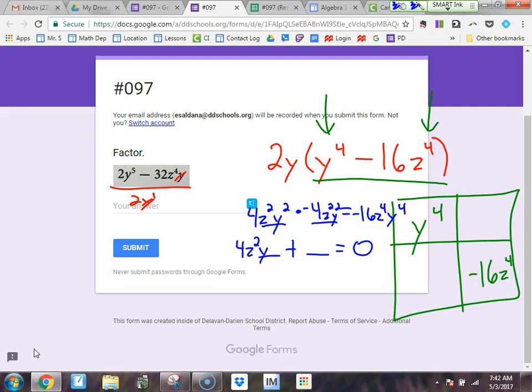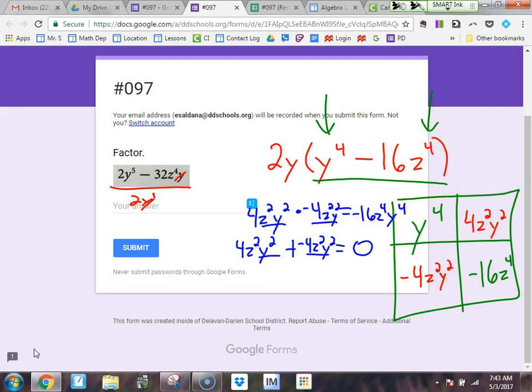4z squared, y squared. This one's negative 4z squared, y squared. Okay, so those are the two terms, and it doesn't matter where I put them. I'll put the positive 4z squared, y squared here, and the negative 4z squared, y squared here. Okay, much like all the other problems, we are going to take the GCF of the first row.